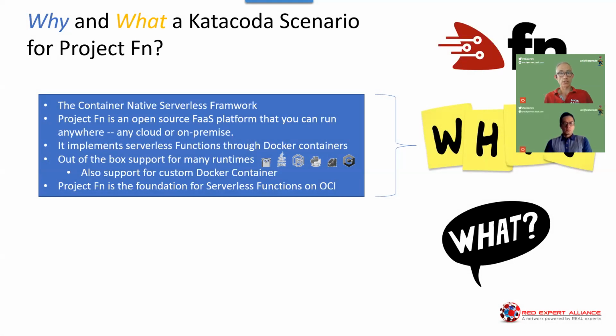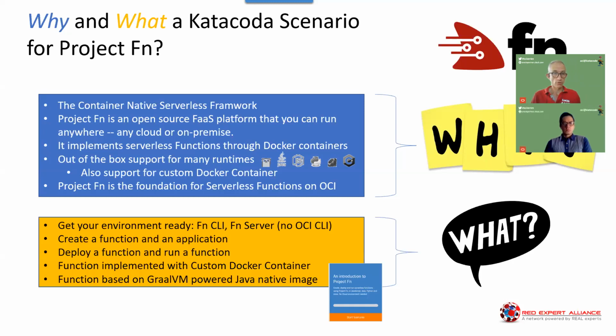So what does this Katacoda scenario entail in this case? Well, first of all, we need to get our environment ready. This is all part of the scenario. And in this case, we are not going to go against Oracle Cloud. This is the one scenario where all you need is a Linux environment and the installation of FN, both the FN client, command line interface, and the FN server. I will show you this in a moment.